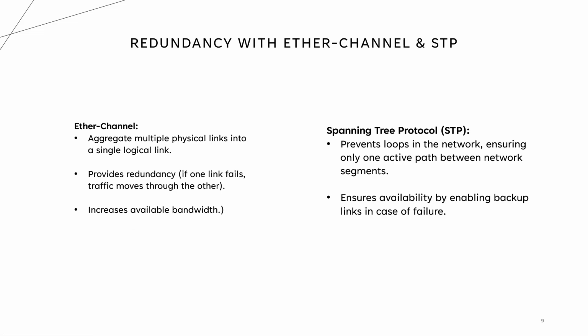Now, for redundancy with EtherChannel and STP. To provide network redundancy, EtherChannel is implemented to aggregate multiple physical links into one logical link. This not only increases available bandwidth, but ensures that if one link fails, the other can still carry traffic. To prevent loops, we use the Spanning Tree Protocol, STP, which ensures that only one active path exists at a time, while the backup links are enabled in case anything fails. This combination ensures high availability and load balancing across the network.